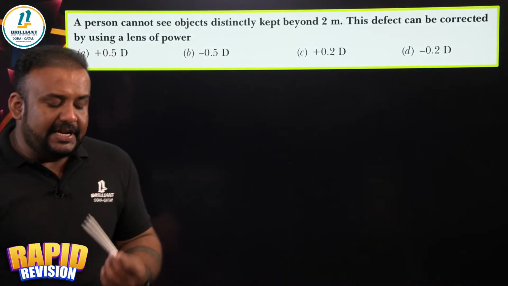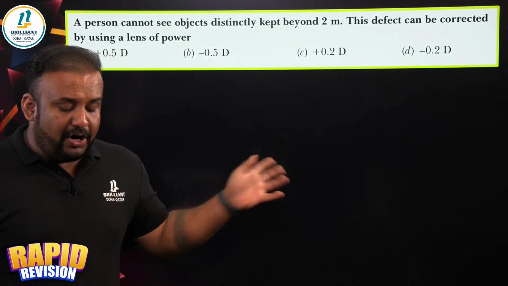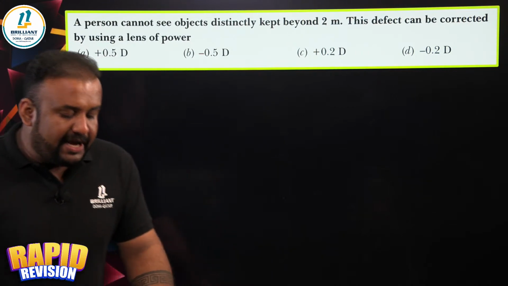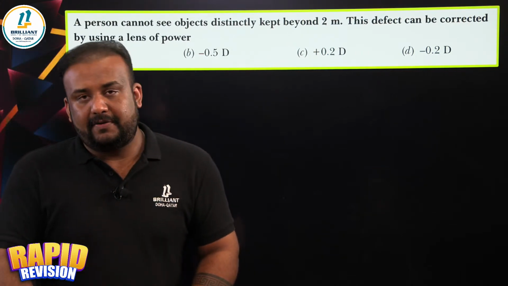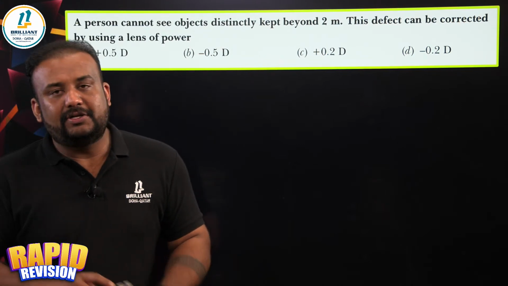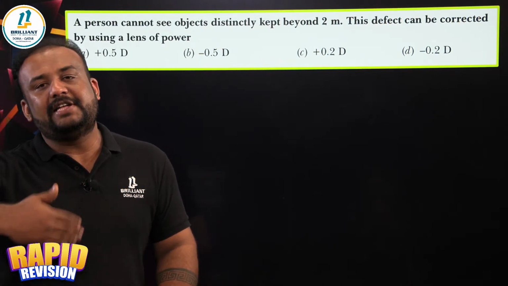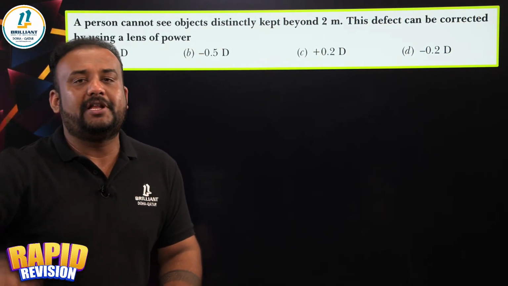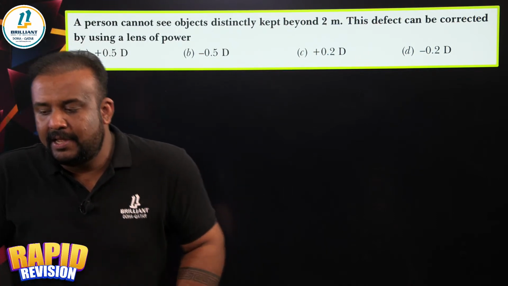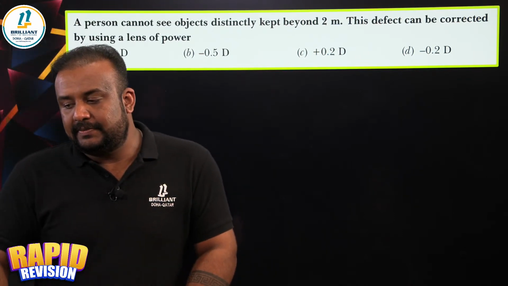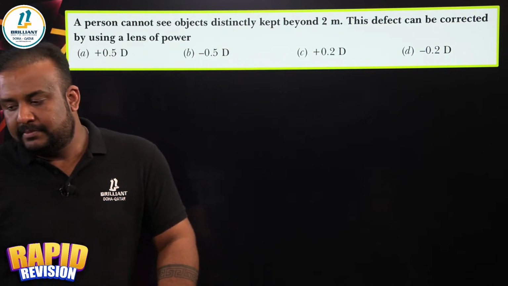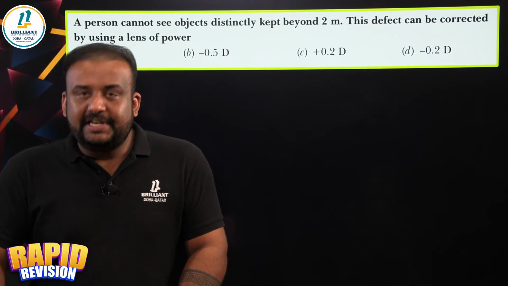The next one. A person cannot see objects distinctly kept beyond 2 meters. The defect can be corrected by using a lens of power. Beyond 2 meters he cannot see. That means his vision range is from 25 centimeters to 2 meters. Which defect is this?